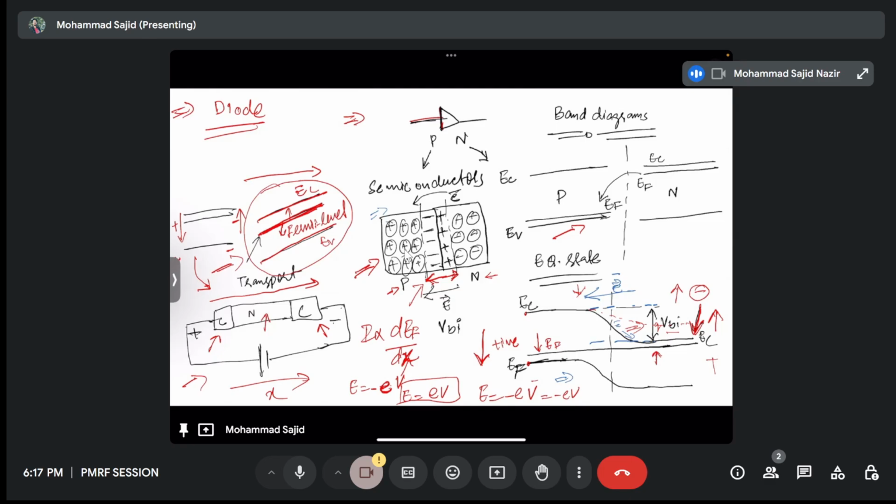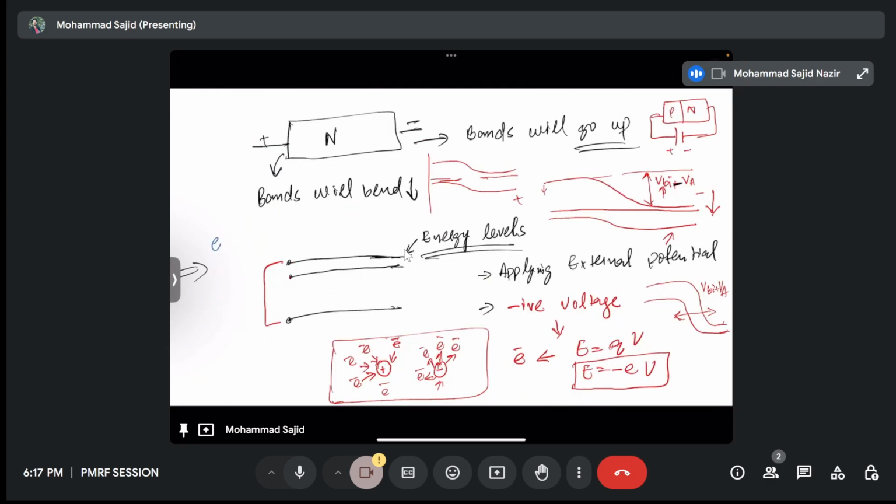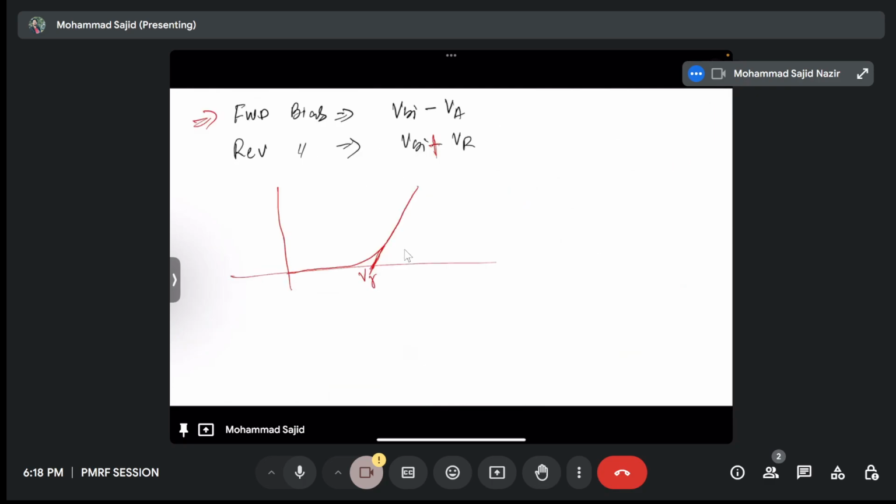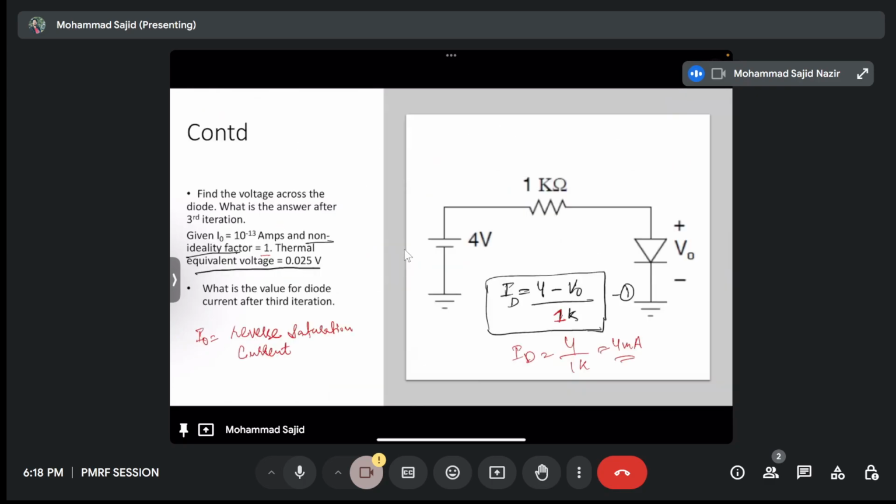So this is where I had shown what happens when we apply the voltage. If we apply a positive voltage, since it's a band diagram, band diagrams are drawn taking into account the electrons. So when you apply the positive voltage, the bands will go down. Energy is minus EV, and when you apply a negative voltage, the energy will increase. Okay, so this is again from the diode.